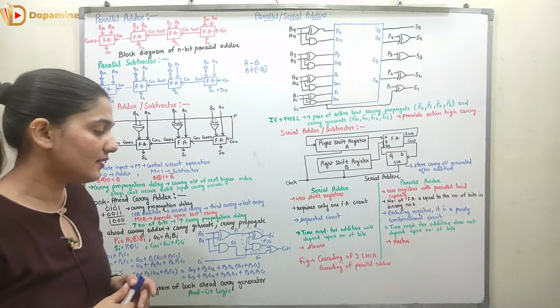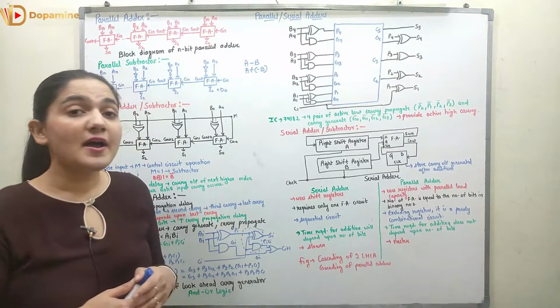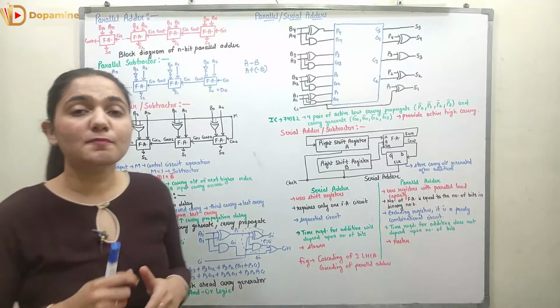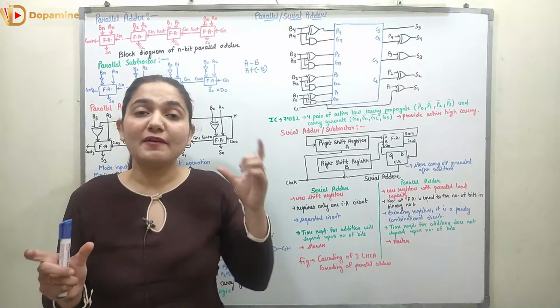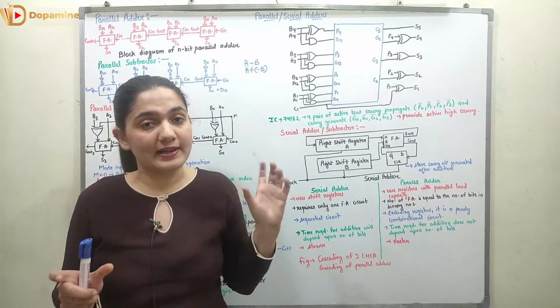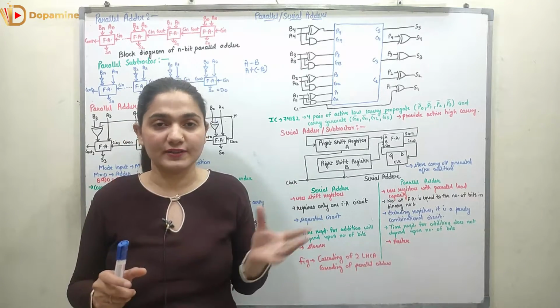So if I have, let's suppose, 8 bits, I can cascade 2 look ahead carry adders. You can see in the figure here we have the cascading of parallel adders. We can add 2 parallel adders also. Again, if I have a 4-bit parallel adder and I want to add 8-bit numbers, I can cascade 2 parallel adders for this addition.